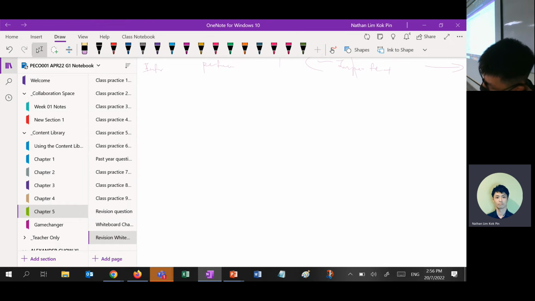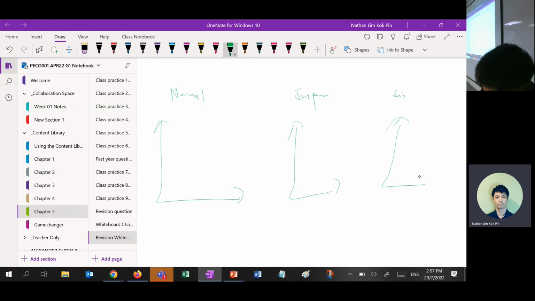Diagrams. Wow, still got 4 minutes. Diagrams. Easy, right? Don't need to study, right? Diagrams, we have the supernormal profit, normal, supernormal, subnormal. Why is this so hard?